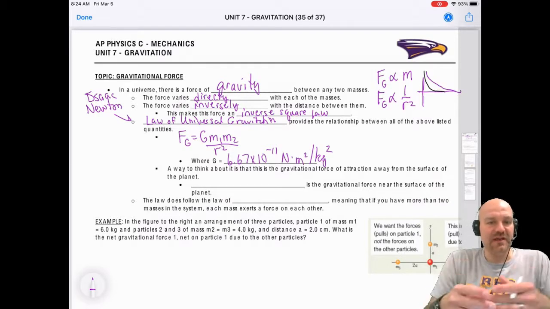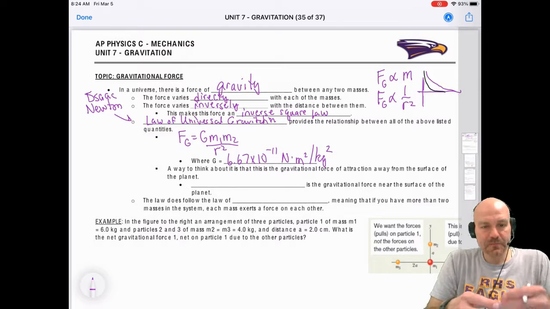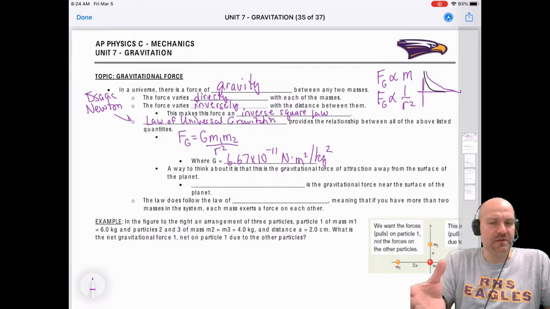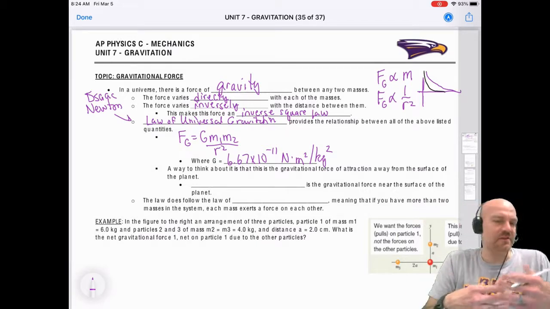You typically don't write that unit every time. You could just understand that if I'm using this equation as you see it on the screen here, my unit's going to be in newtons. If I'm solving for mass, I know it's going to be in kilograms. If I'm solving for a radius, I know it's going to be in meters.